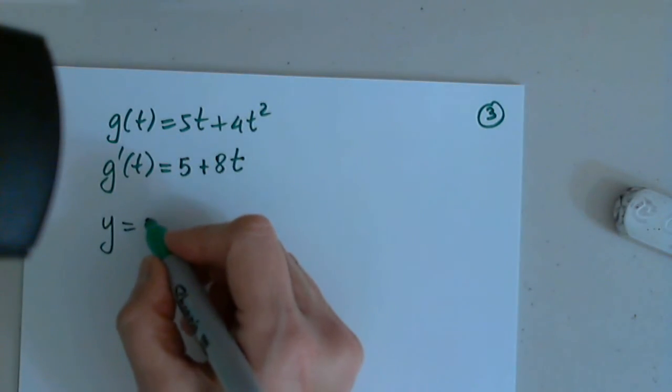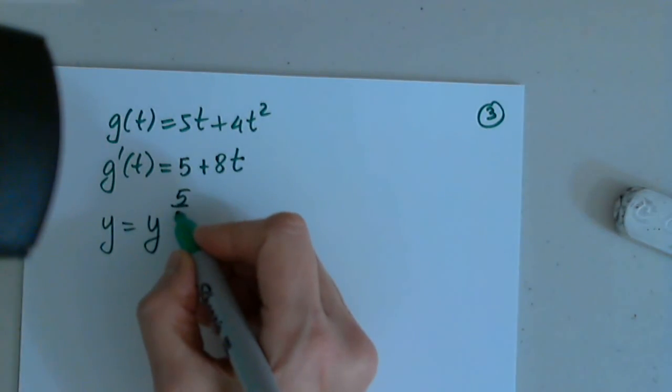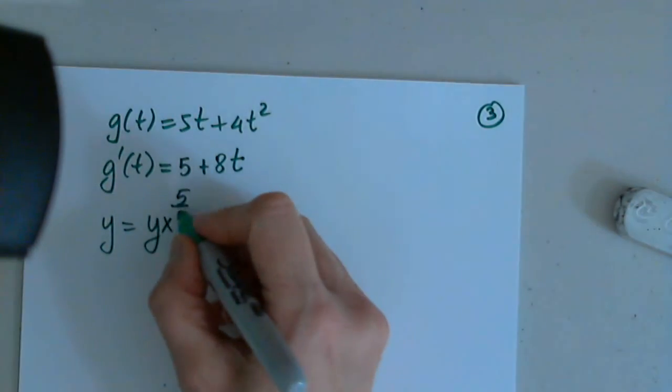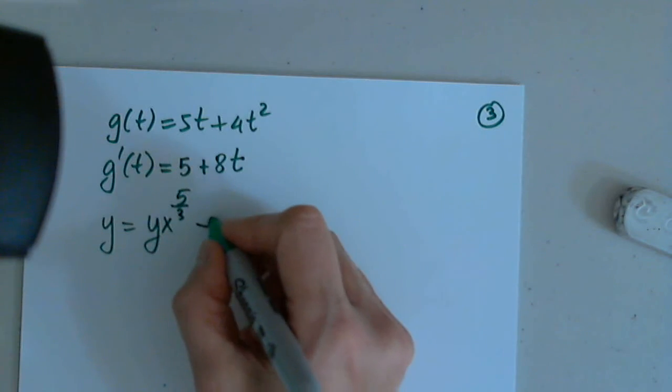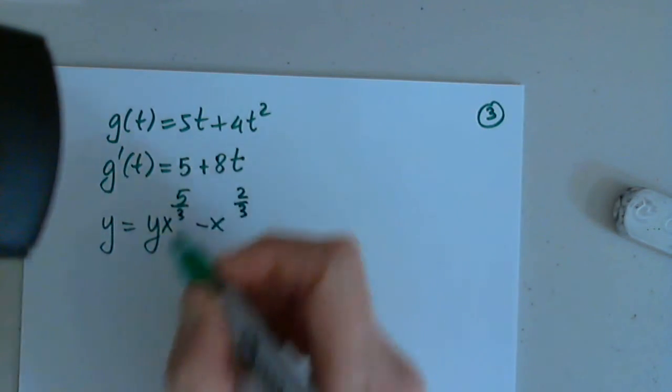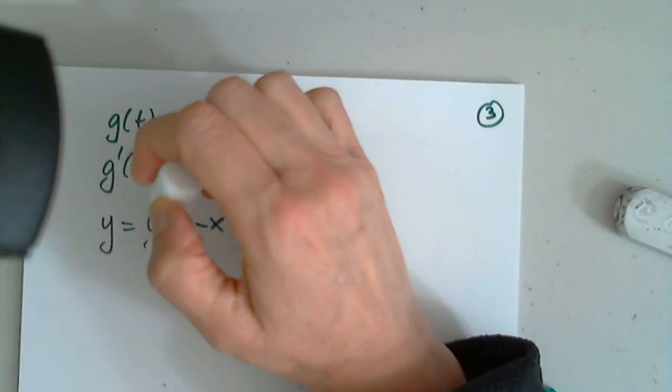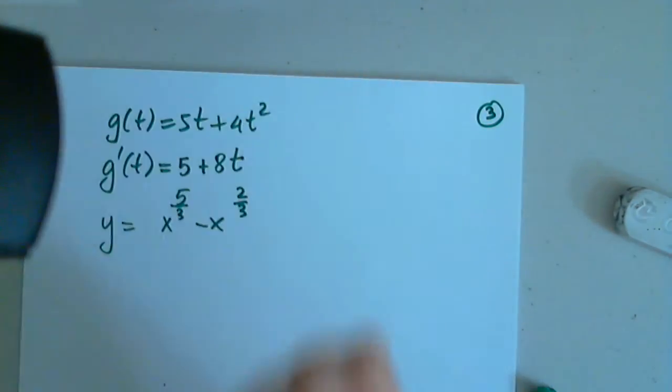Any questions? Y equals, this is x, sorry. I'm going to erase it in a minute. So minus x to the 2/3. So this is slightly more difficult because of the powers being fractional exponents. But the procedure is identical. We bring down the power and subtract 1 from the power.